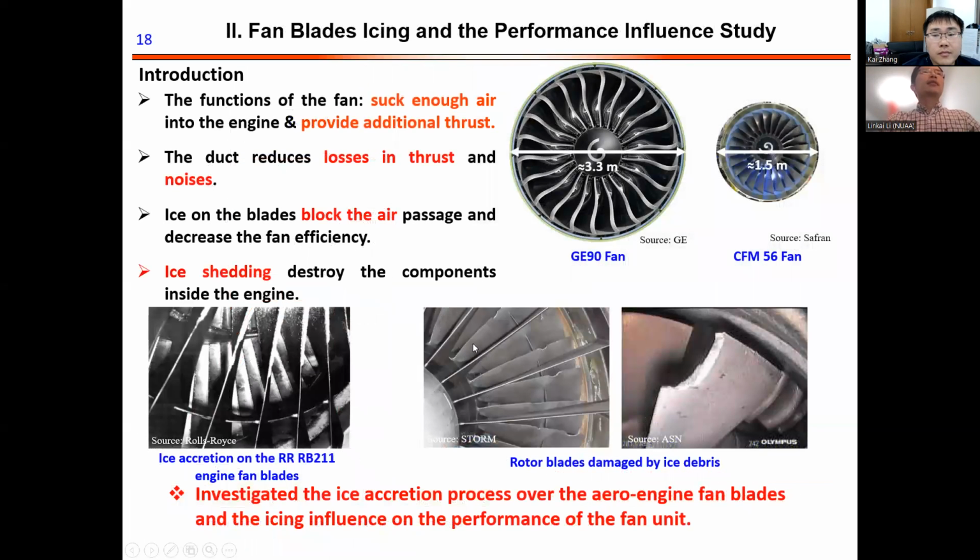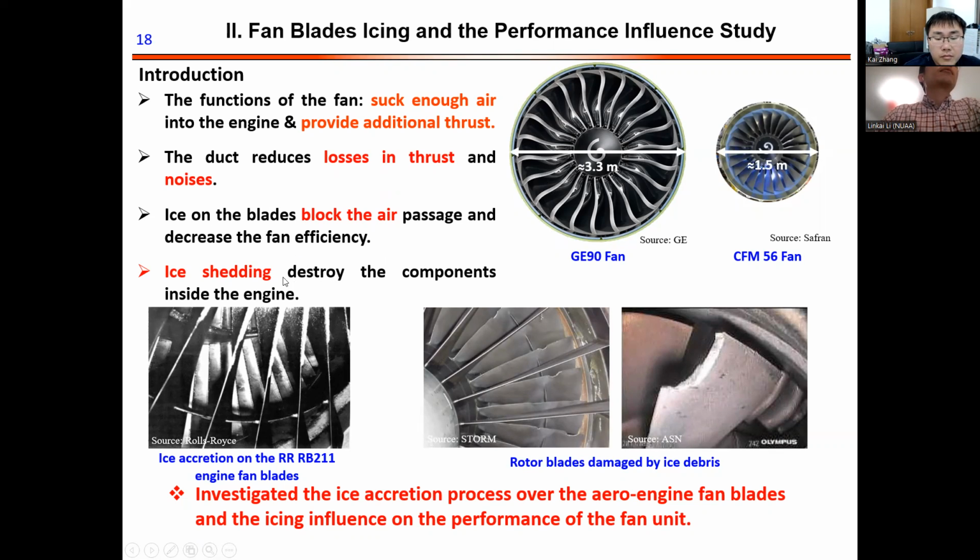After I investigated the spinner icing, I want to know more about icing problems for the whole fan. So the fan is very large, as I mentioned. For the GE90, the diameter is about 3.3 meters, but for the very old version, like CFM56, it's only 1.5 meters. So even the duct reduces loss in thrust and the noise. However, the ice buildup on the blades will block the air passage and decrease the fan's efficiency.